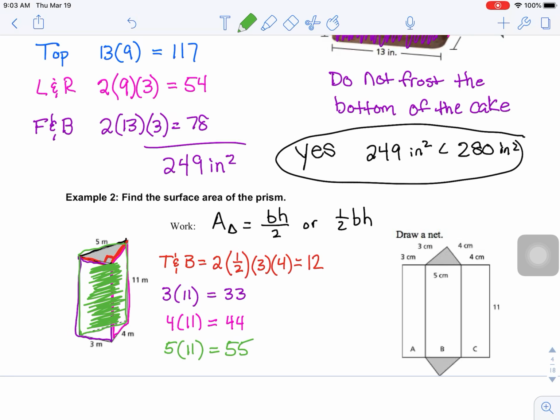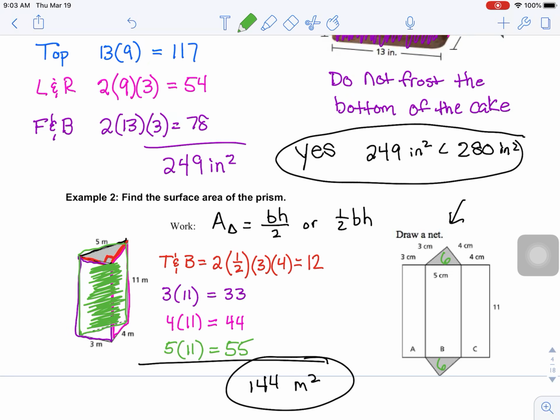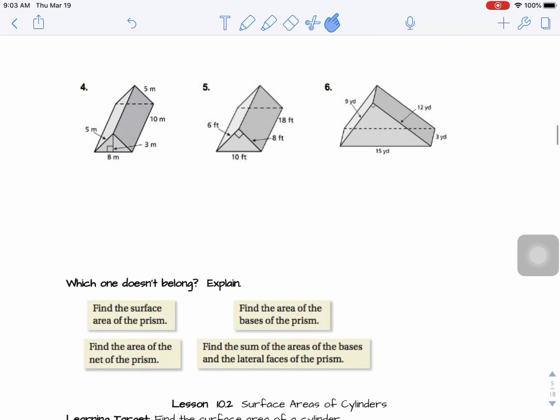And then we just have to add up all our pieces. When we add all of those pieces up, we get a total of 144 meters squared. This problem next to it is the exact same as the one we just did. It's just written out with the net. The net might be easier for you to see. This would have been 6, this would have been 6, 33, 55, and 44, which is what we did in that last problem. So same thing.